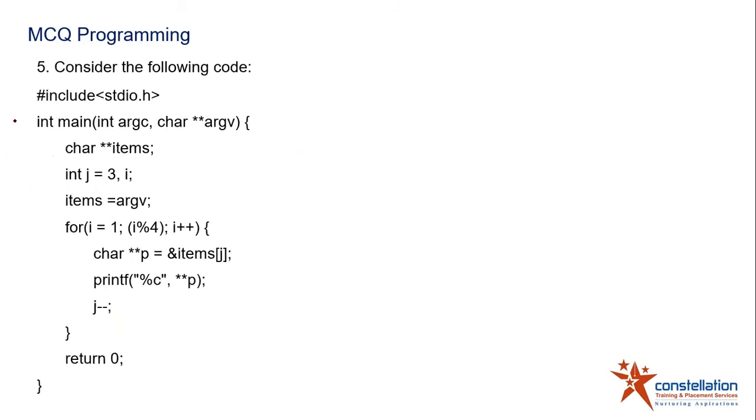Now coming to the next question. Consider the following code. #include <stdio.h>, straightforward. Then we have int main, int argc, so we have an argument count over here. Then we have an argument array. Then we are declaring another array for items, and then we have two variables, j is equal to 3 and i. Then we are storing the argv, whatever is being passed, to items, and then we are running a loop, starting with i equal to 1, and the condition is i modulus 4, then i plus plus.